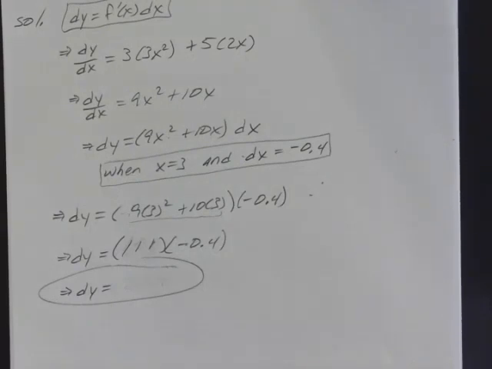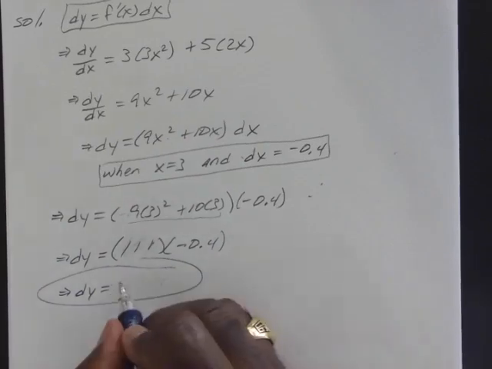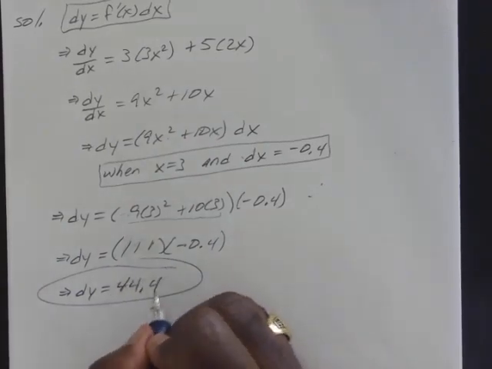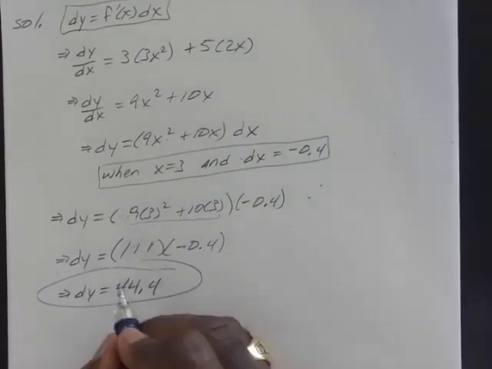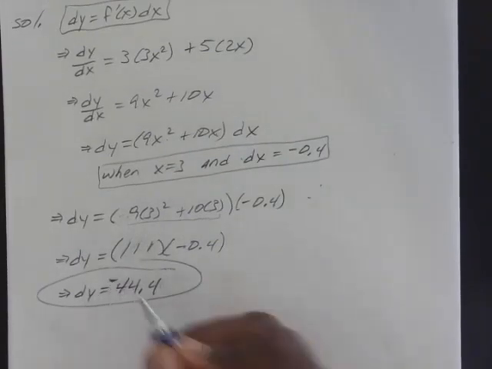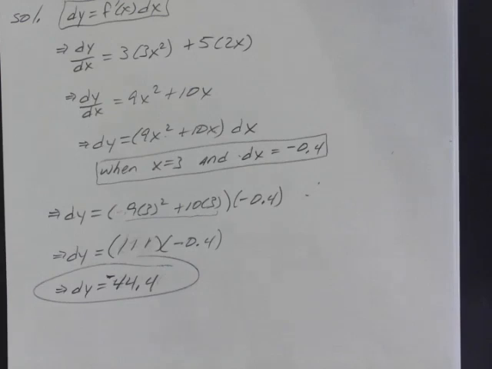So that should be 44.4 if I'm not mistaken. Let me double check. Yep, 44.4. Negative. I have no clue why I put that negative 9 there.